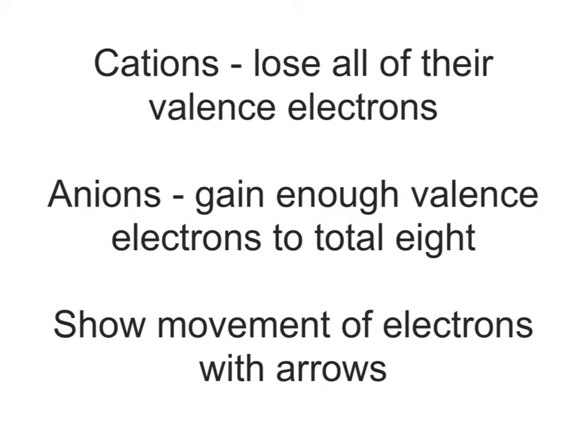And what we're going to do is have one cation and one anion that make up the ionic bond. And we're going to show the movement of electrons away from the cation and towards the anion using arrows. So we draw our Lewis dot diagrams like we did yesterday, and then we show the transfer of electrons from the cation to the anion.